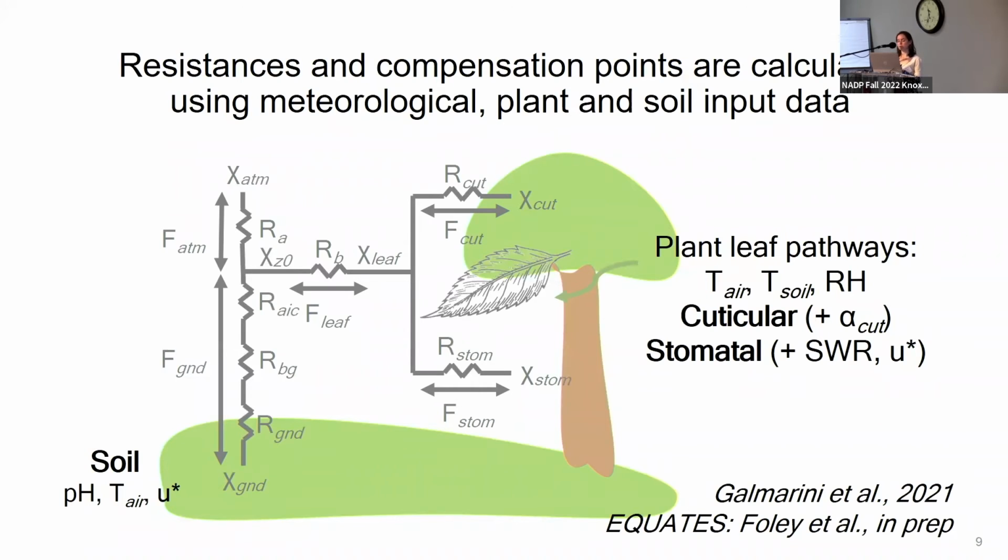In the case of soil, we draw from soil pH, air temperature, and friction velocity. And for the plant leaf pathways, both the cuticular and stomatal pathways are dependent on air and soil temperature, as well as relative humidity. The cuticular pathway is additionally dependent on this empirically derived factor known as alpha cuticular that relates the cuticular resistance to relative humidity. The stomatal pathway is also dependent on shortwave radiation and friction velocity.